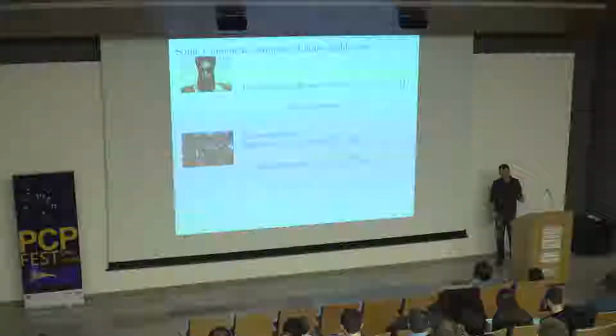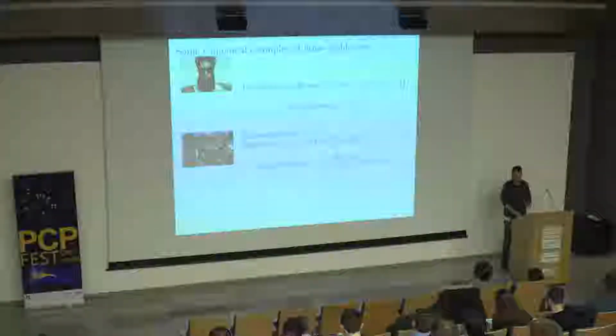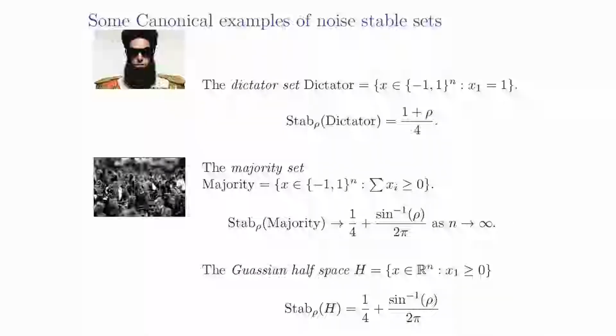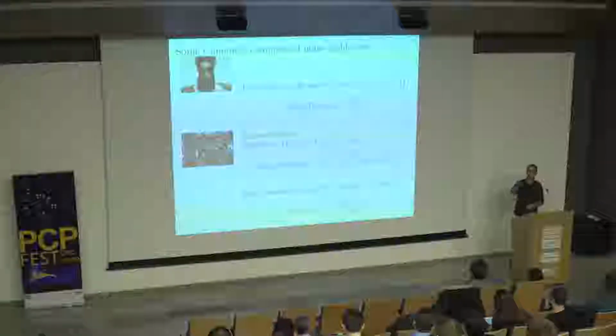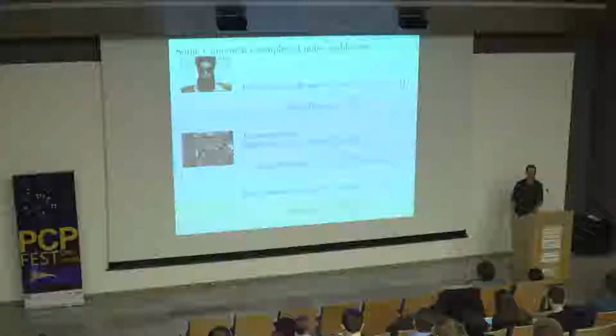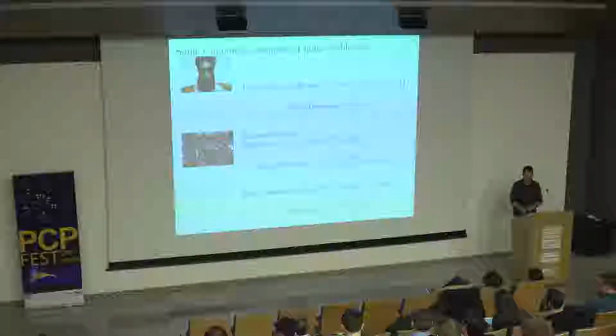And while this might seem like an interesting calculation, it actually comes from the fact that if you look at the Gaussian noise stability of a half space, which is just all the points, say, on the left side of a half space that goes through the origin, then the stability of the half space is going to be exactly the same formula. Question over there in the back? No, you're good? Okay. Good. So those are some examples of sets that are noise stable.